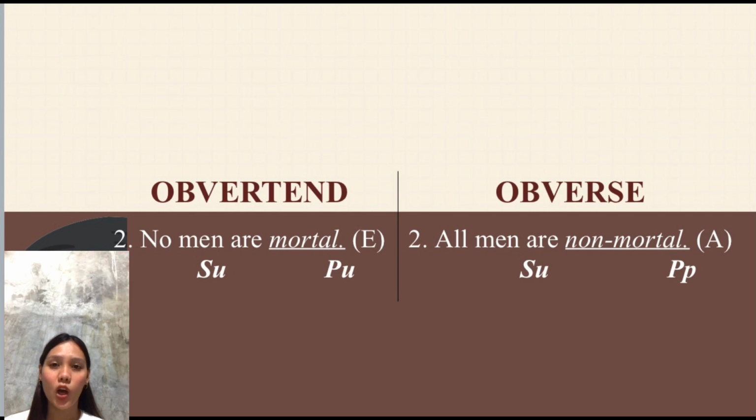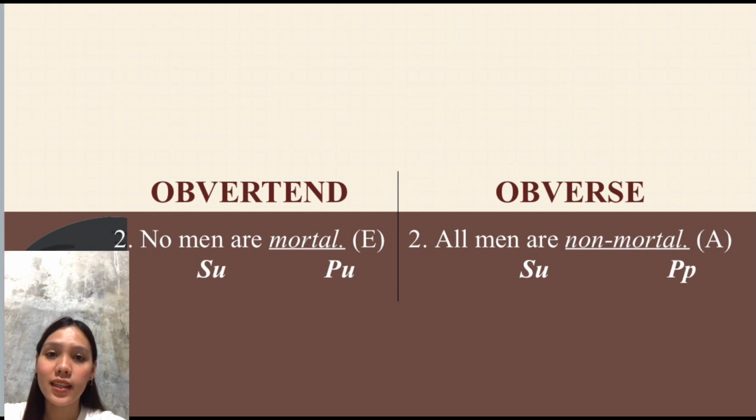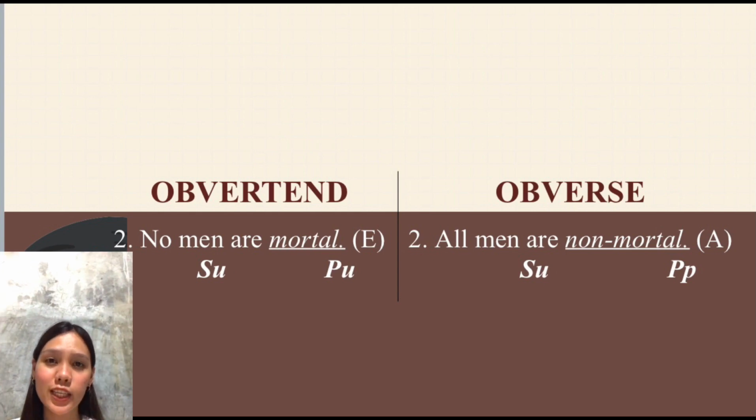So the subject of the obverse would be men, since it is stated in the first condition that the subject of the obverse is the same as that of the subject of the obvertend. Next, the predicate of the obverse is the contradictory of the predicate of the obvertend. So the predicate in the obverse is non-mortal, since we contradict the predicate of the obvertend. According to the third condition, the quality of the obverse is affirmative as the obvertend is negative.